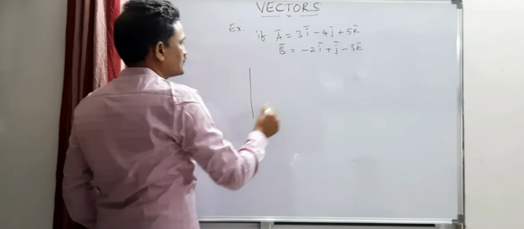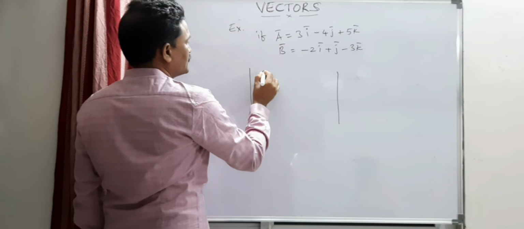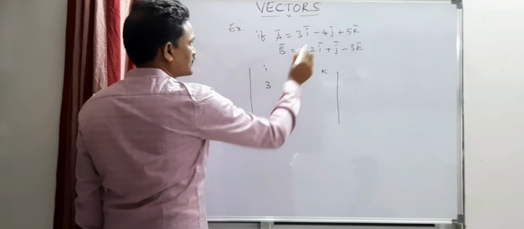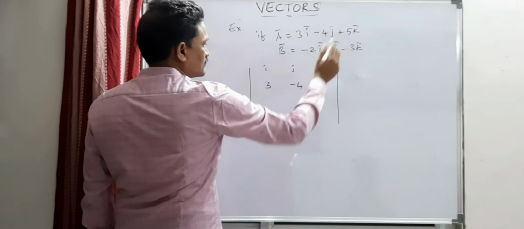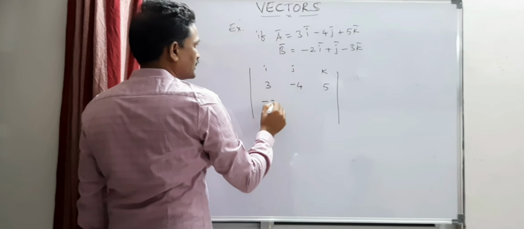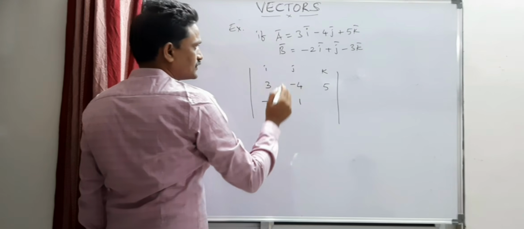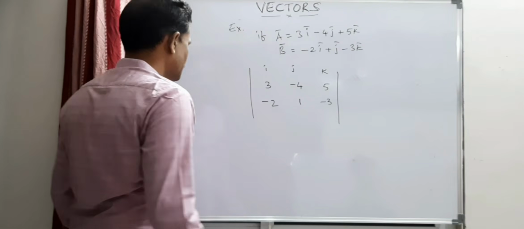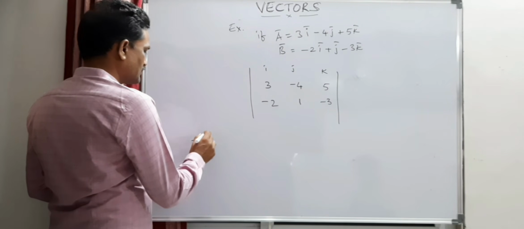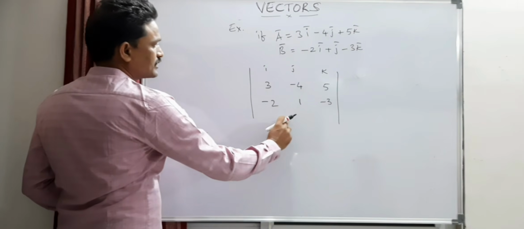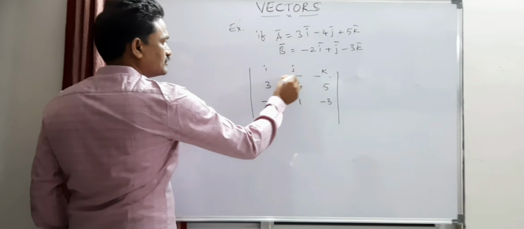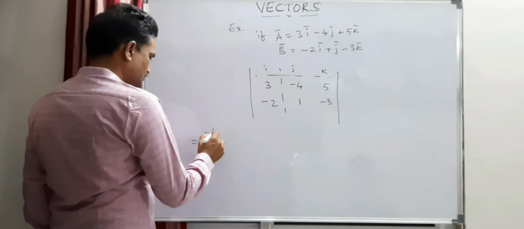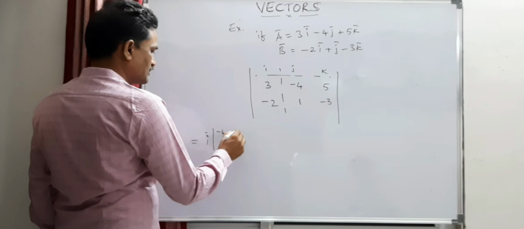So first you draw two lines, that is nothing but a determinant form. Put i, j, k. Next coefficient of i in the first vector 3, j minus 4, k 5. Next this one minus 2. Here j coefficient is 1, should not put 0, and k coefficient is minus 3. Now, as I told you, first you take i, so leave this column and this row. Remaining are these two.